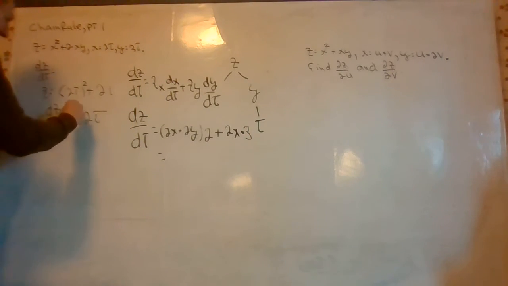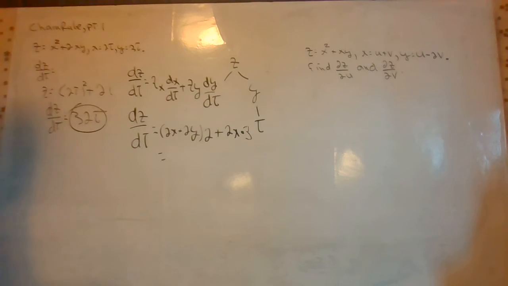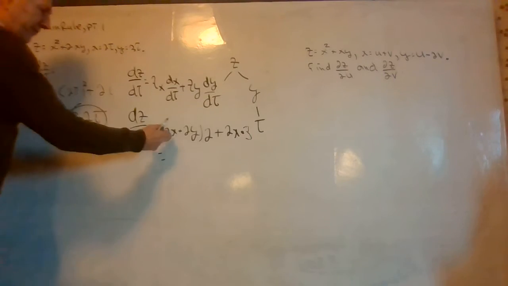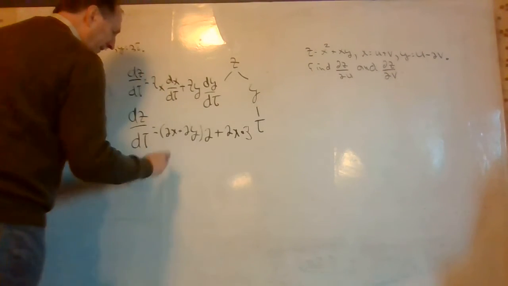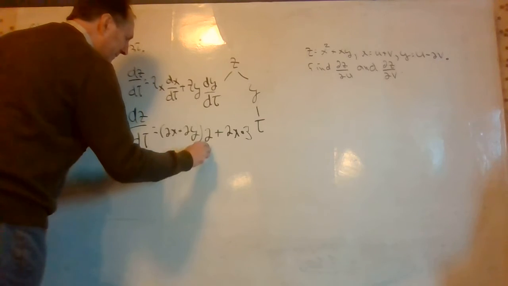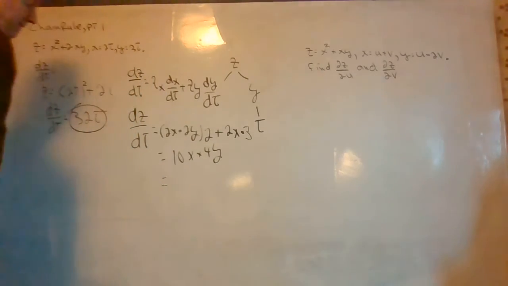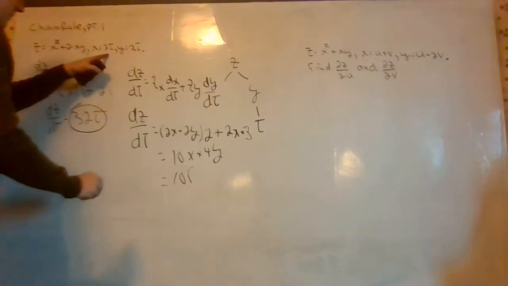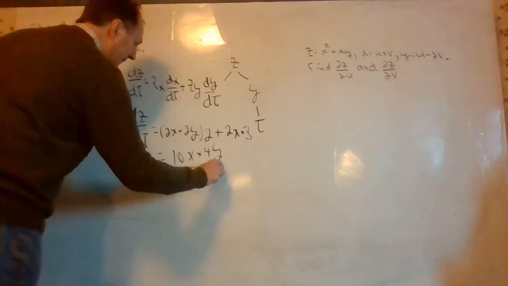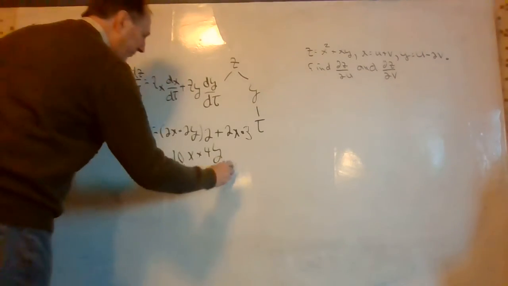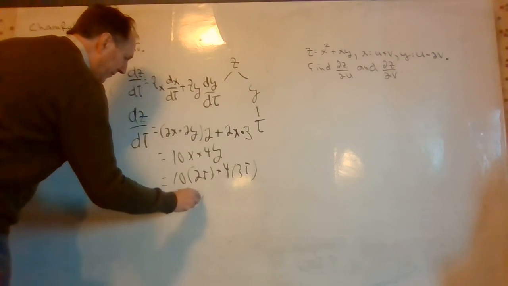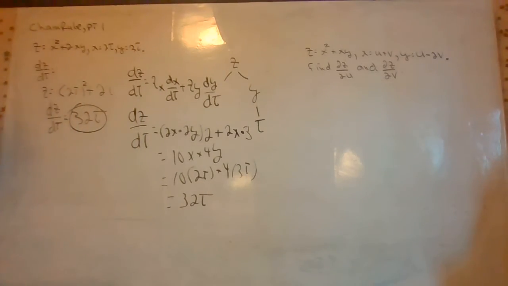Now the problem is, the first case we had 32t, but here we have something as a function of x and y. We can simplify this. 2x times 2 is 4x plus 6x is 10x plus 4y. And of course we can substitute. 10 times x is really 10 times 2t plus 4 times y, which is 3t. And you'll see that's 20 and 12 is 32t. And that's the same answer. Those are two primary methods of finding that.